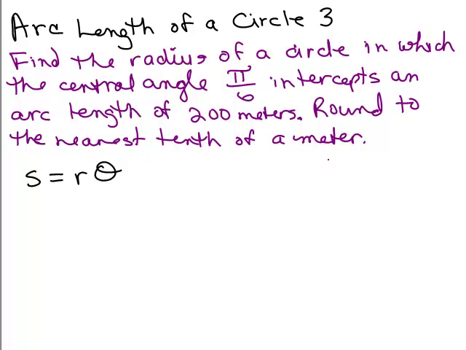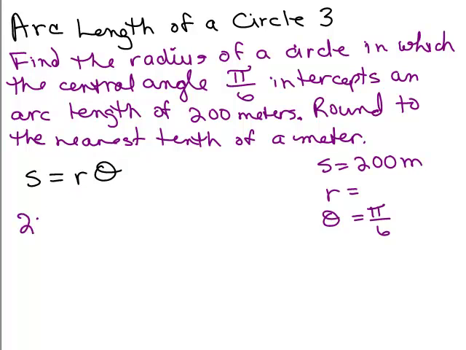So what do we know? We know that the S is 200 meters. We're trying to find R, and theta is pi over 6. Now, it doesn't have degrees, which means it's in radians, and so we could use that for theta. So let's plug these in, and I'm going to leave off the meters for now. At the end, the radius will be in meters.